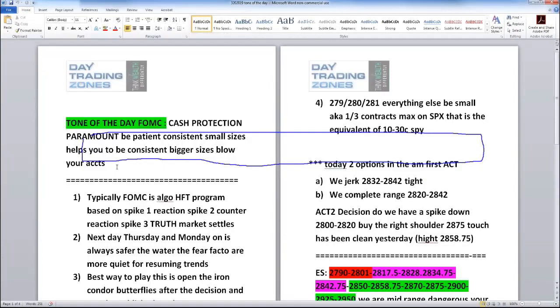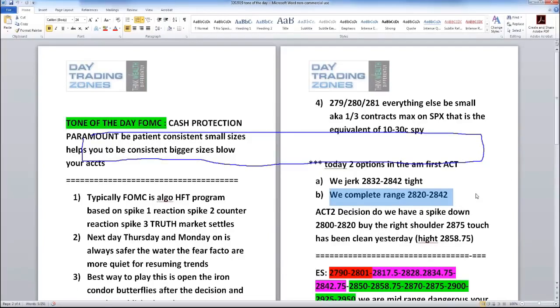Bigger size will blow up your account today on FOMC. I talk about the jerking reaction. I talk about the range, 32, 42. Then I talk about, look what I said here, right there. It's like reading the journal after it happened. 28, 20, 28, 42. We went to 28, 49 and it was game over.